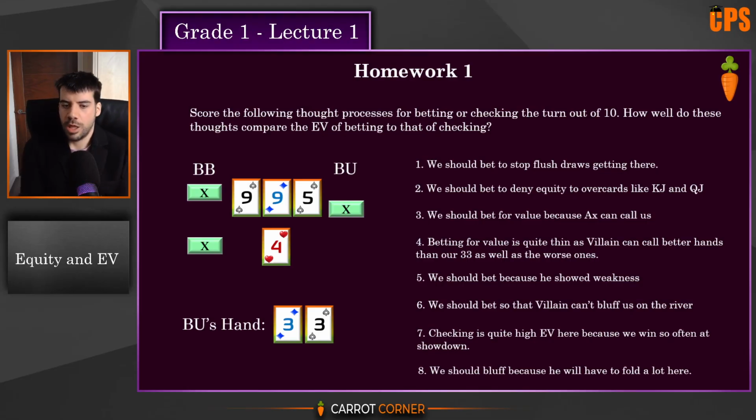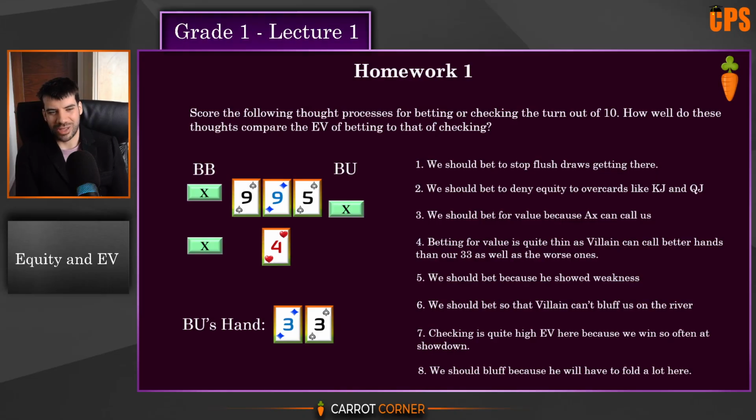Number 6, we should bet so that villain can't bluff us on the river. Again, this is like the one we talked about earlier. We're trying to avoid decisions that make us uncomfortable. The thing is that by calling a river bet on a lot of cards, you will actually have positive EV with this hand, or at least 0 EV. So you can probably call the river on a lot of spots if you want to.